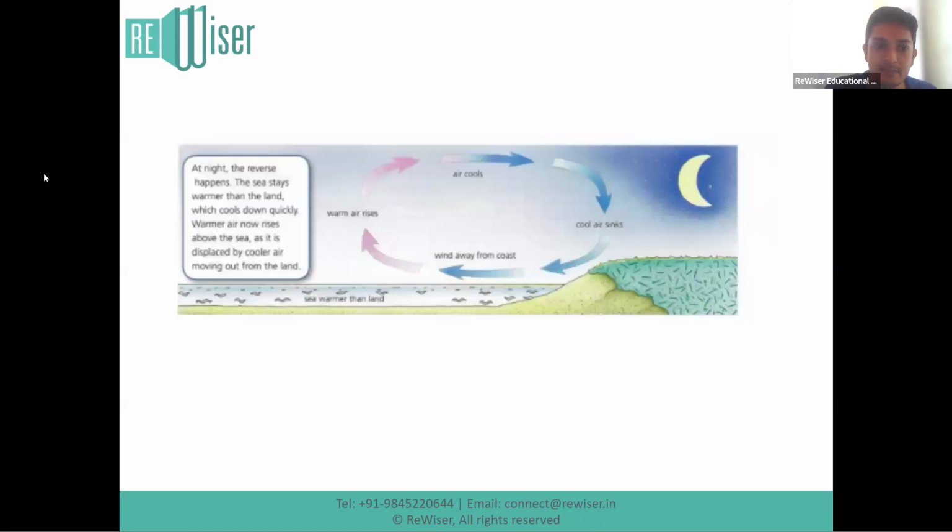The opposite of this is a land breeze. This exactly happens as shown. At night, the reverse happens. The sea stays warmer than the land, or in other words, the land cools much faster than the sea.